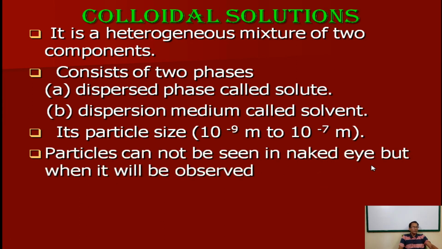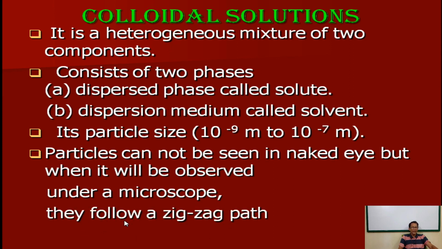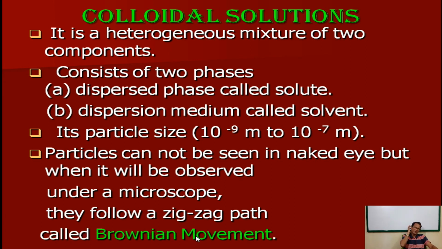The particles cannot be seen by the naked eye, but when observed under a microscope, the particles follow a zigzag path. They follow the zigzag path, which is called Brownian movement. That means when you observe the colloidal solution with a microscope, you can see the movement of the particles. The movement of the particles is called zigzag motion.